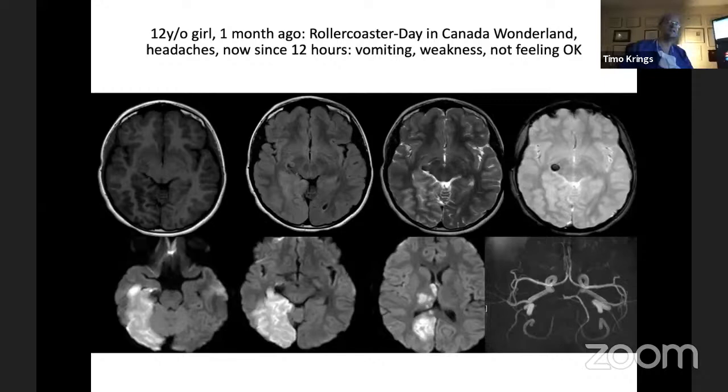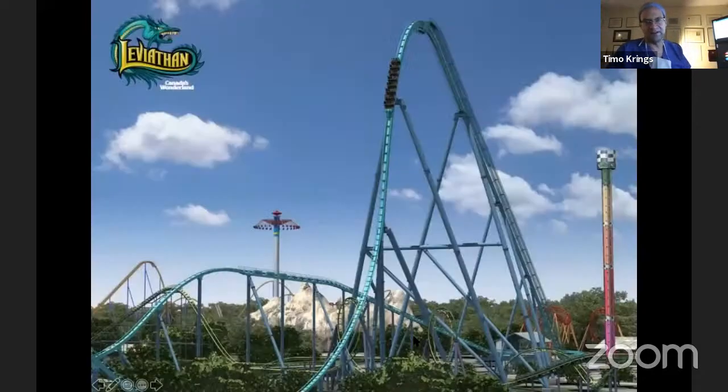Then we have this patient here who presented after having had a roller coaster day where she went on a roller coaster with significant G forces multiple times. She developed an acute PCA territory infarct. The teaching point here is look at the clinical symptoms. She presented with vomiting first and foremost. And therefore, the diagnosis was only made way too late when the ischemia was already established. And this was the roller coaster that she went on.